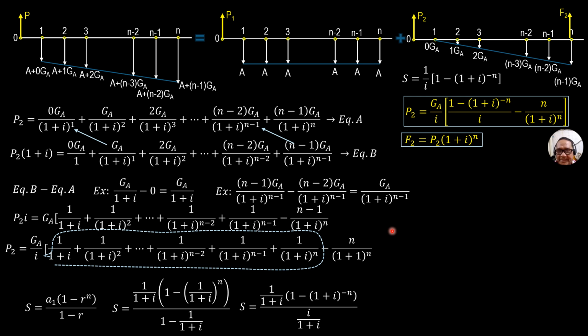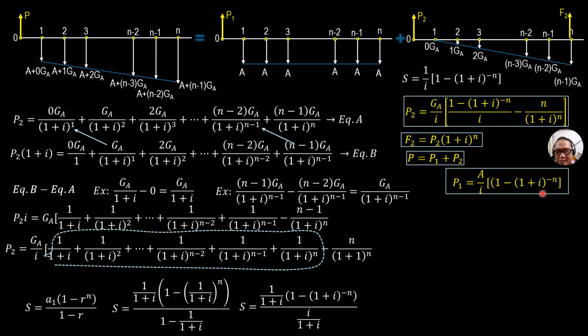So that's F2, and P is P1 plus P2. So the formula introduced in the preceding slide gives us this P here, and P1 is equal to A over i, 1 minus 1 plus i to the negative n, as mentioned, and that is P sub 2. Then you combine, then that's the formula introduced in the preceding slides.